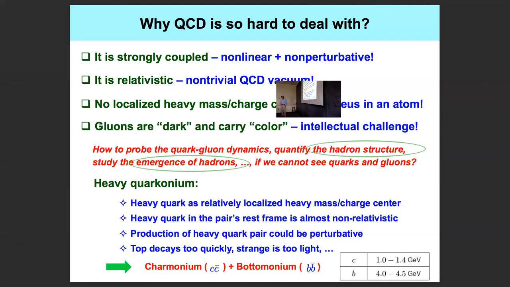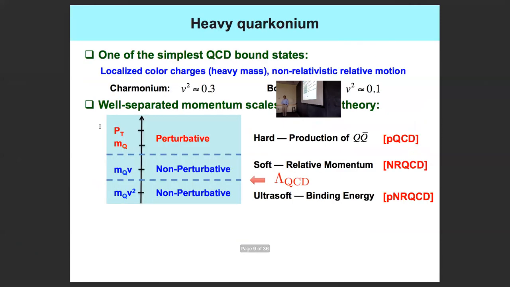And also the top quark, of course, decays too quickly. It's almost impossible to form a bound state. So what we really deal with are charmonium and bottomonium, that's a typical mass slice. So now what are heavy quarkonium? What's the typical scale, and how do we deal with it? As I mentioned, the effective velocity is pretty small, especially for bottomonium. Then the heavy quark moves relatively slowly inside the bound state. And also, if you try to produce them, we really have well separated momentum scales. So that's the reason to introduce it.